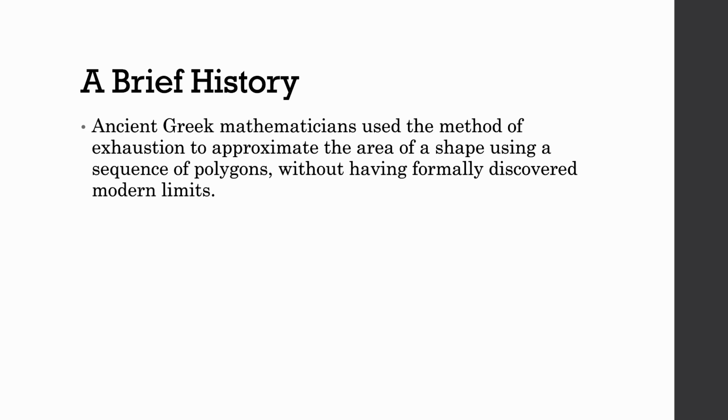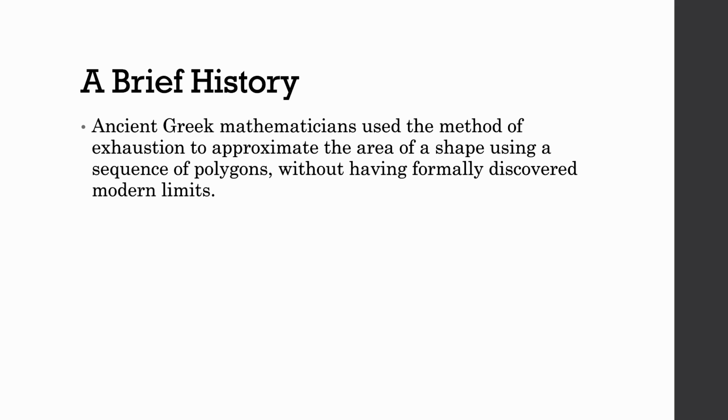To go over a simplified history of how this came to be as a mathematical concept, part of this technically originated with ancient Greek mathematics and how mathematicians of the time used what is called the method of exhaustion in order to approximate the area of a shape using a sequence of polygons.